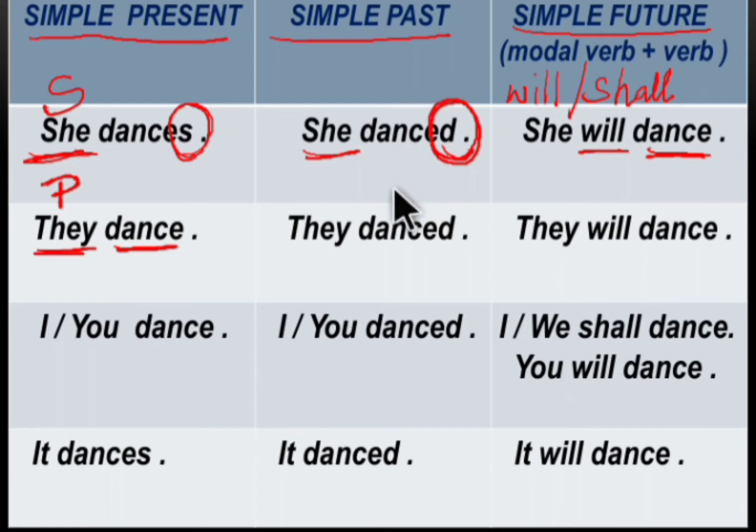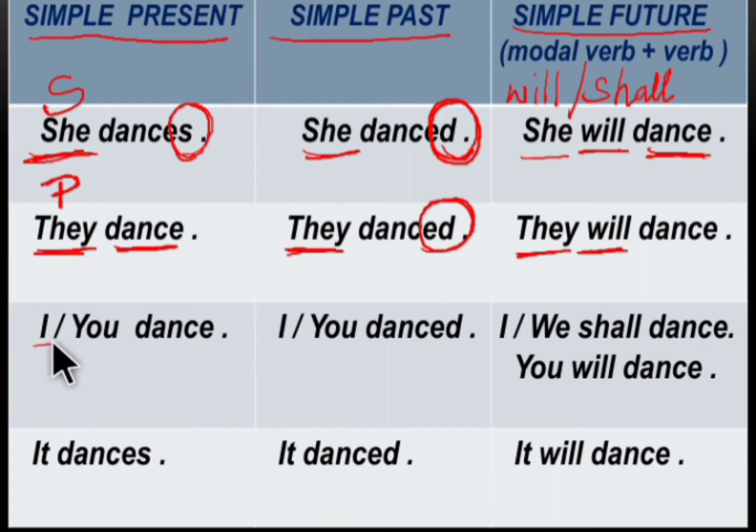And in simple past, either the subject is singular or the plural, we just add d or change it to the past verb. They, this is plural form and it is danced again, as we saw in the previous example. And in simple future, the subject also doesn't matter. Either it is singular subject or the plural subject, it will be will dance.